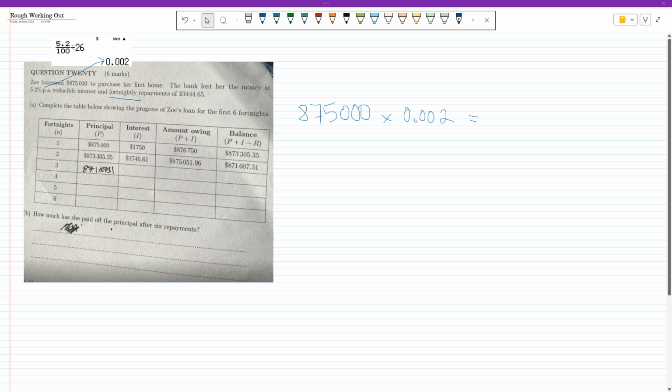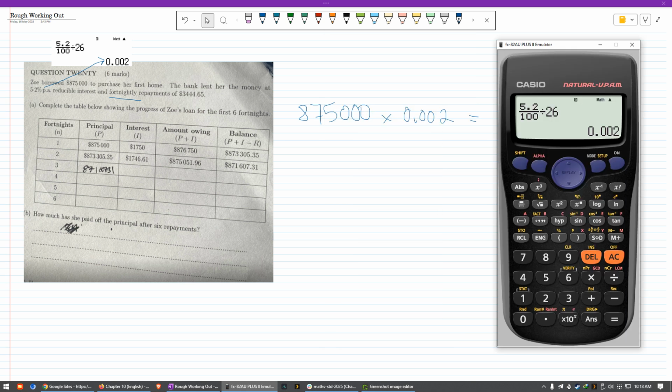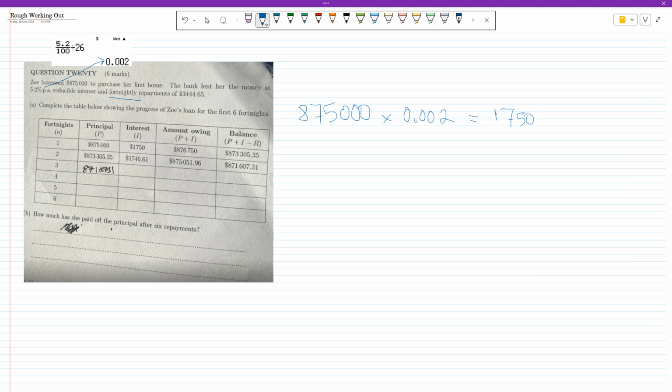Now, if you're not convinced, that's fine. We can have a look over here and just figure it out. 875,000 multiplied by 0.002, and we get 1750. So that's how we got the 1750. Now note, this is the interest rate. The interest rate doesn't change.